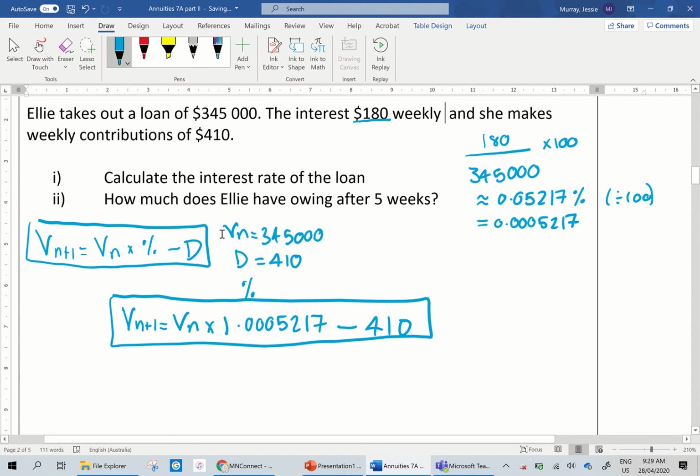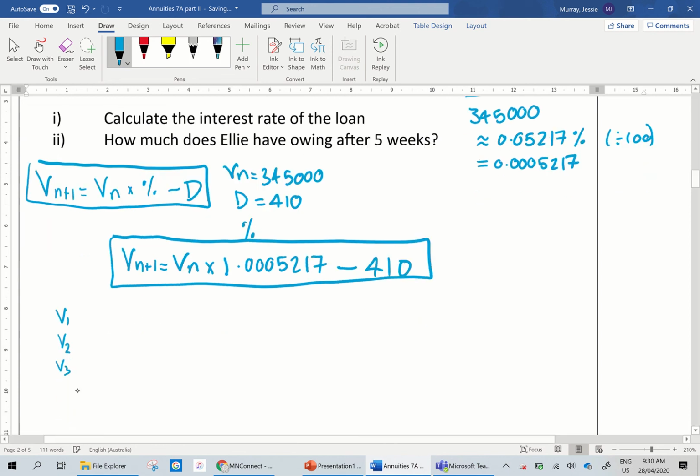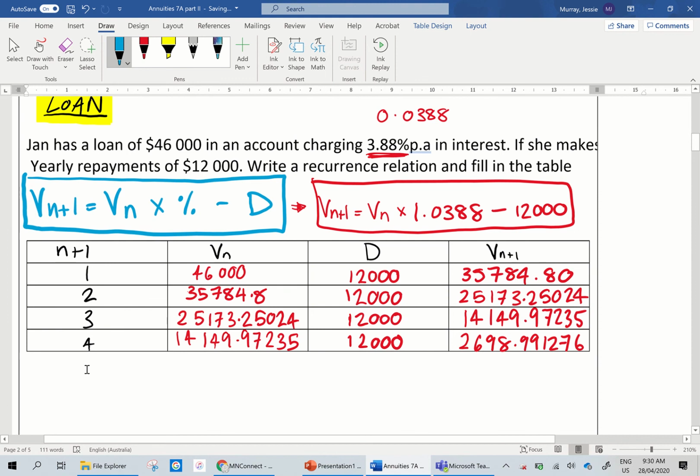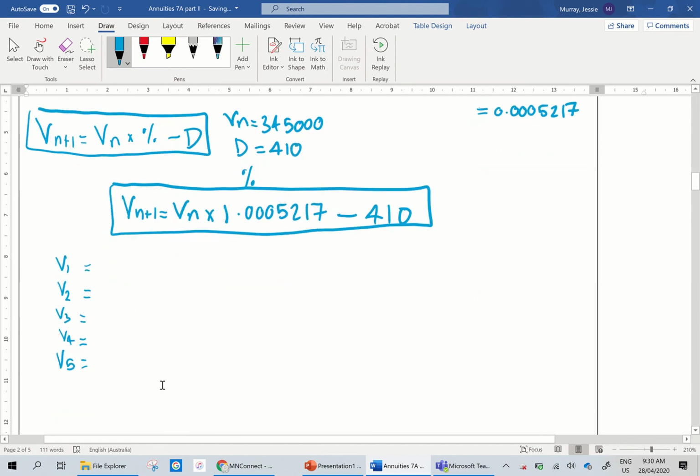It asks, in fact, how much does she have owing on this loan after 5 weeks, which means I need to go up to V1, V2, V3, V4, V5. Now, if you liked the setting out of the table, you could set this example answer out entirely in the table like we did up here and just go to 5. Perfectly fine. Otherwise, if you don't want the table, sometimes it takes up a bit of time, but you can jump straight in.